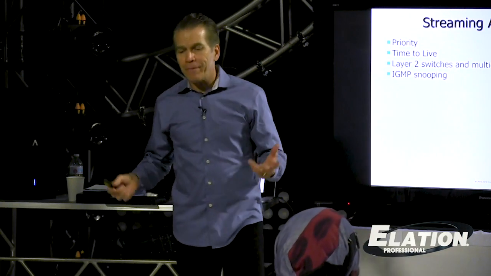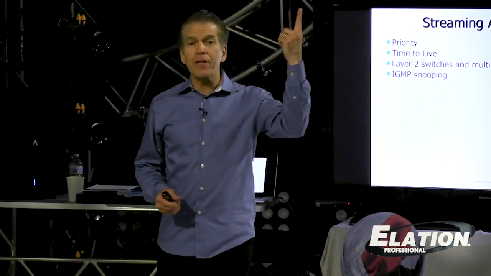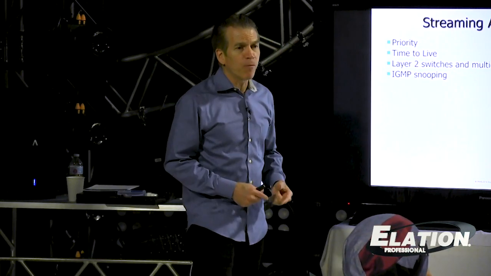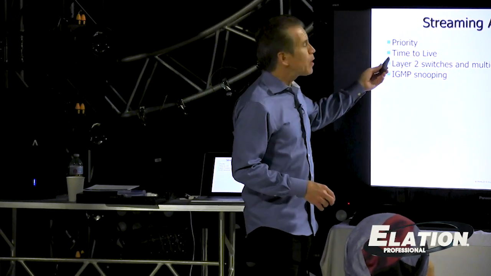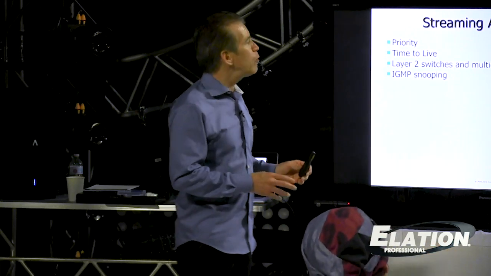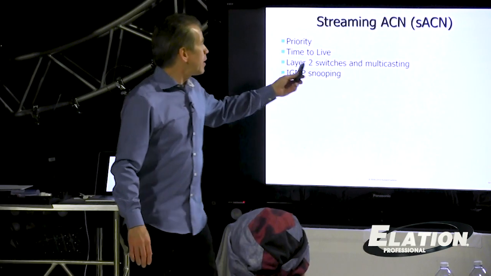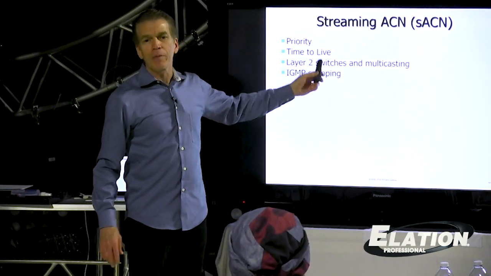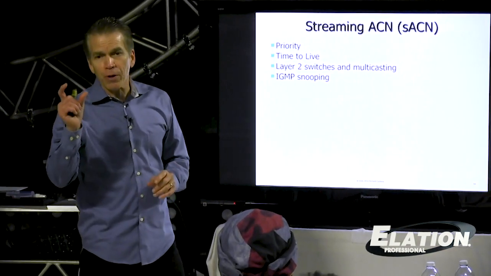There are other uses for priority. You could, for example, set priority for house lights, or for fog machines, that kind of thing. Also, some consoles, like the grandMA, I'm not sure about the M series, when you configure them to output streaming ACN, give you a time to live, a TTL. You may have seen that when you pinged, the TTL was also listed.